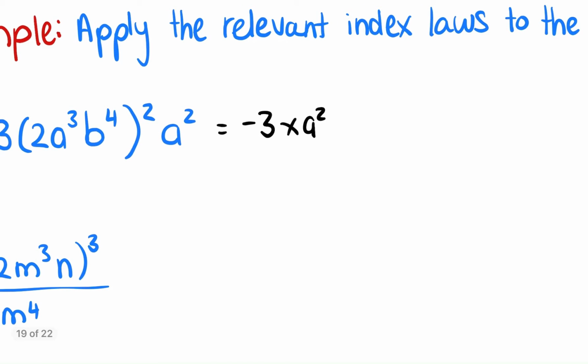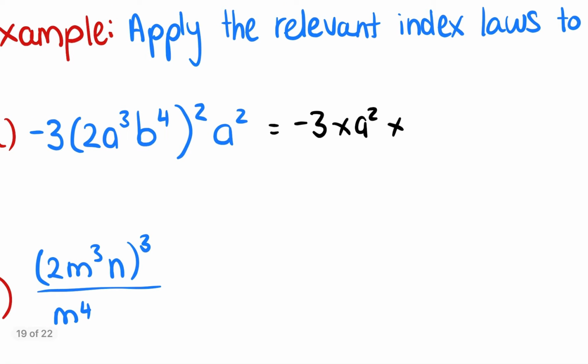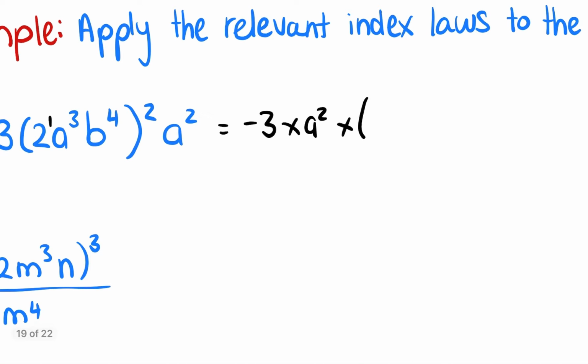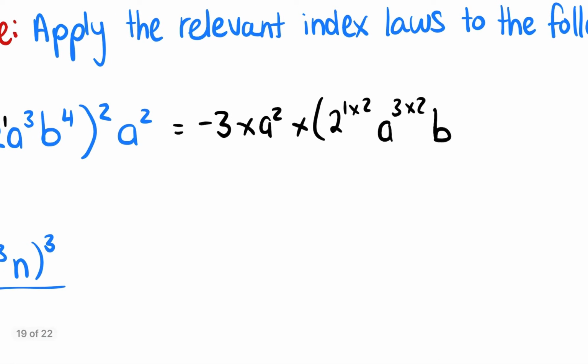All right, now I'm going to deal with that stuff inside the brackets. I'm going to look and go, that 2 doesn't have a power, so I'm going to give it its 1. Now I'm just going to put in brackets to remind us that's what we're doing right now. We're going to go 2, and I'm going to go 1 times 2 because that's what's outside the brackets. A, 3 times 2. That's what's outside the brackets. B, 4 times 2. All right, now we've done everything in there.